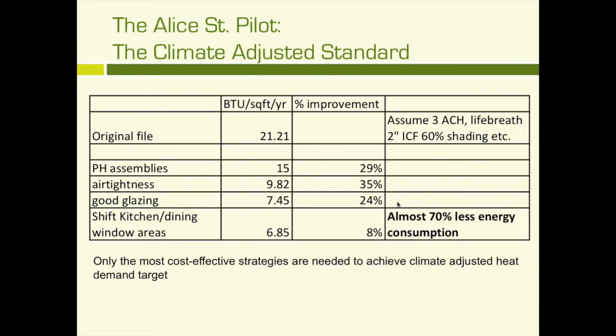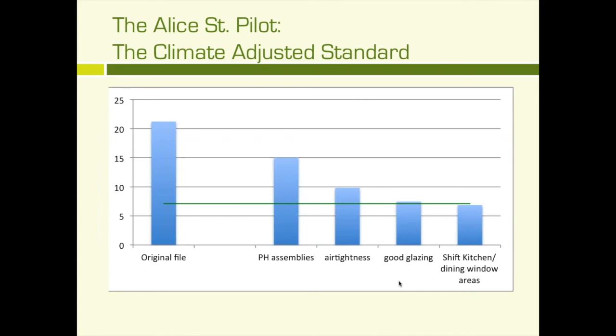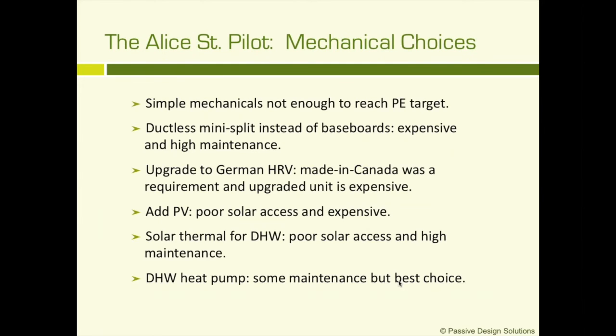So here were the cost-effective strategies that we put in to hit the annual heat demand. Really, this was done using design and assemblies without having to go into any other level. So there's the graph that shows how we got under the climate adjusted standard. So then we looked at the mechanical choices. Simple mechanicals that they would typically use were not enough to hit the primary energy target.